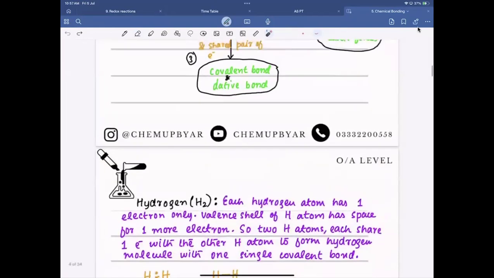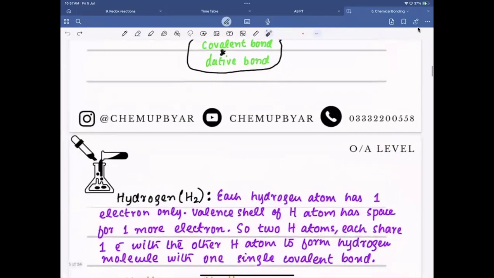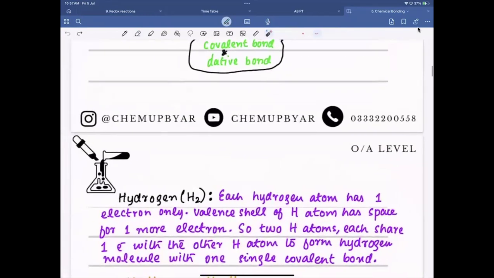Okay. So have a look at this. When we talk about a hydrogen atom, how many electrons does a hydrogen atom have? Only one, right? Yes. Now, the hydrogen atom's valence electron, that one electron, is present in its first shell, isn't it? Yes. So it means that the hydrogen atom needs one electron more, right?